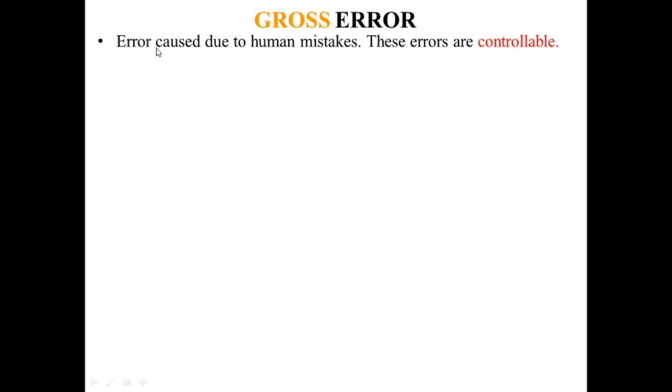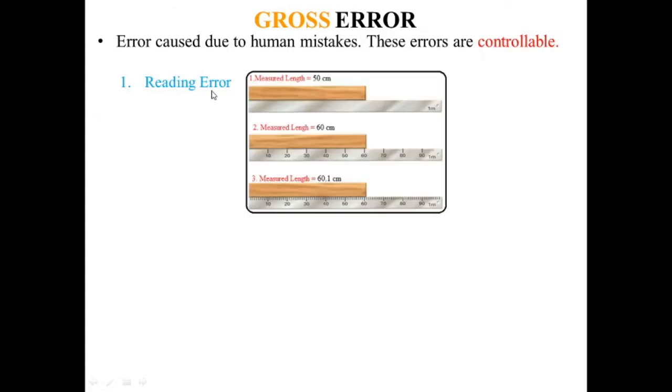This gross error is caused due to human mistakes. If you take much care while taking the readings, then it can be controlled. So this gross error is controllable. Under gross error, first we have reading error. This reading error is caused when the one who is taking the reading makes certain mistakes. That is the reason for reading error.